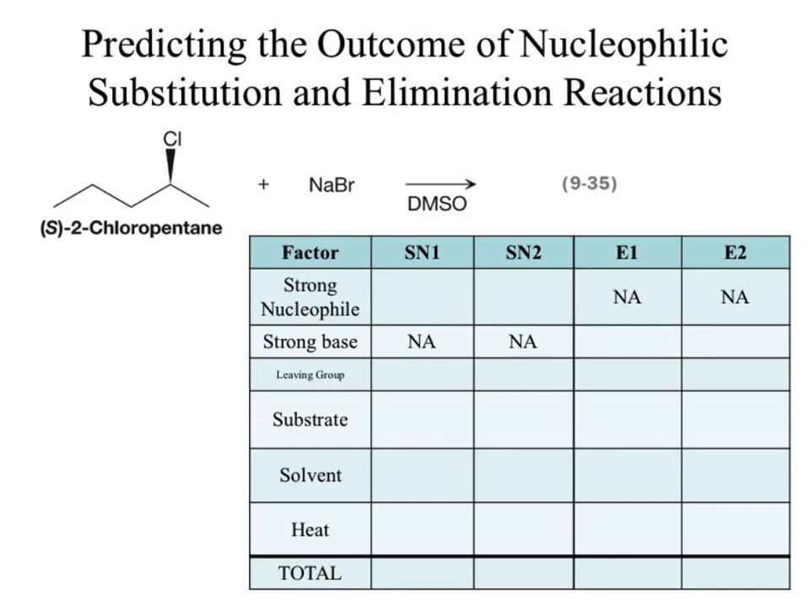Well, let's try this. Strong nucleophile. Which one wants a strong nucleophile? What do I want for the SN1? Weak. Okay. Base. Which one wants a strong base? What is the E1? Leaving group. Substrate. What do I want for SN1?